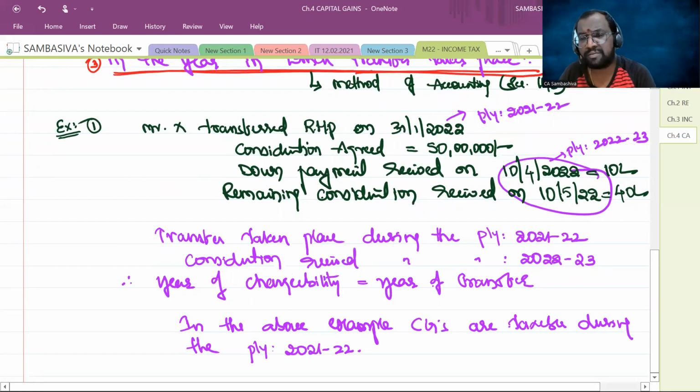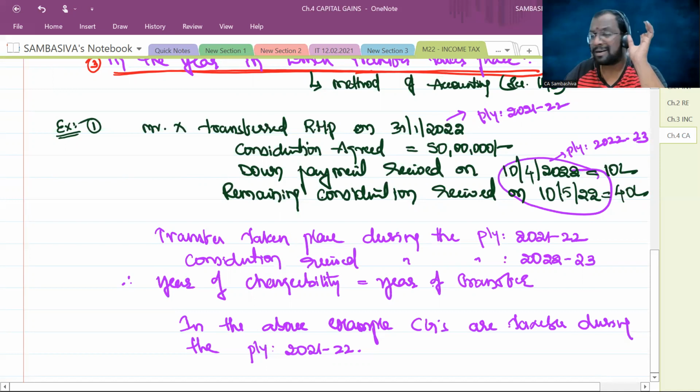During the previous year 2021-22, I have just transferred my house property. That's it. I have not received any consideration. I have received the consideration almost 3 months after. I have transferred in the month of January, but I have received the consideration in the month of April and May. But still, irrespective of whether you received the consideration or not, if the transfer has taken place, in the previous year in which the transfer took place, the capital gains are taxable. That's it. End of the matter.